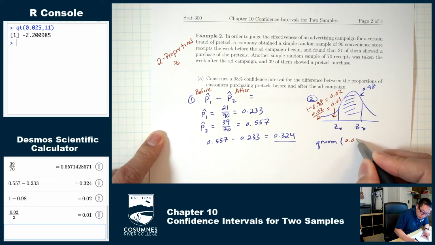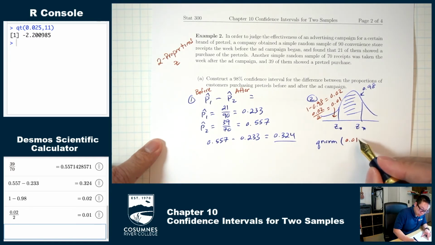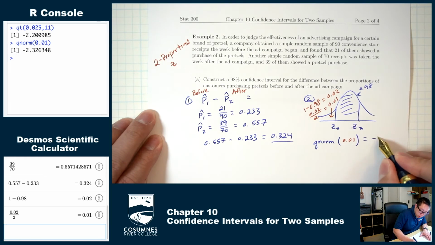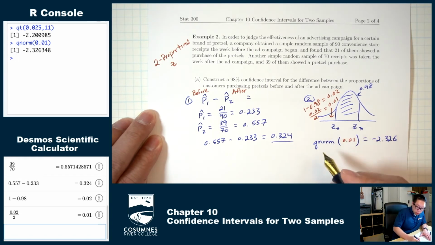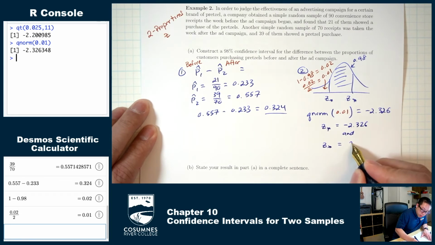So 0.01. qnorm doesn't have a DF, so that's all I need. qnorm 0.01 is negative 2.326. Okay, I expect two Z stars. One of them is negative 2.326, and the other one on the right side is going to be positive 2.326.